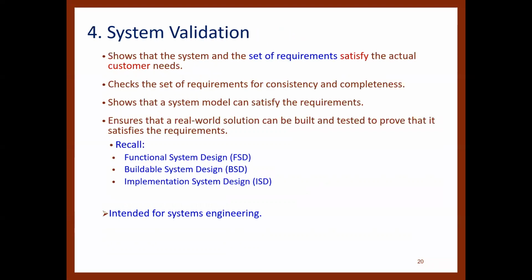System validation shows that the system and the set of requirements satisfy the actual customer needs. So it checks the set of requirements for consistency and completeness. Shows that a system model can satisfy the requirements and ensures that a real-world solution can be built and tested to prove that it satisfies the requirements. Recall our discussion in terms of functional system design, buildable system design, and implementation system design. This document is intended for systems engineering.